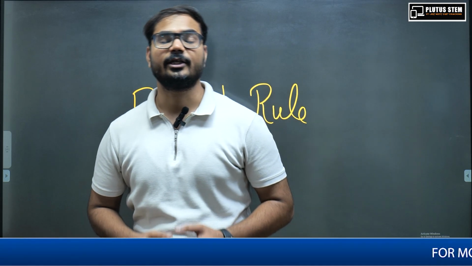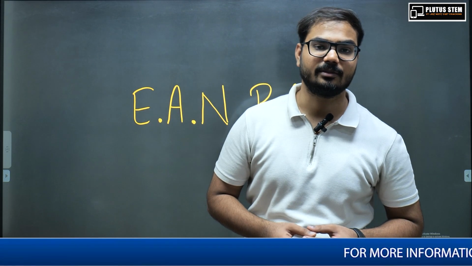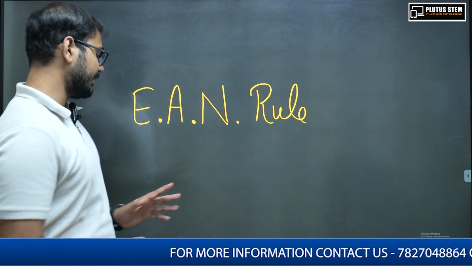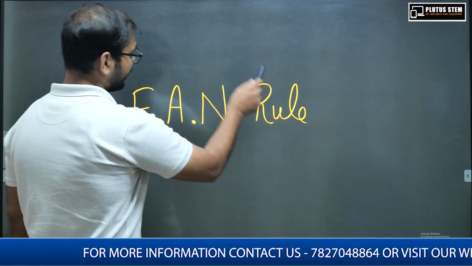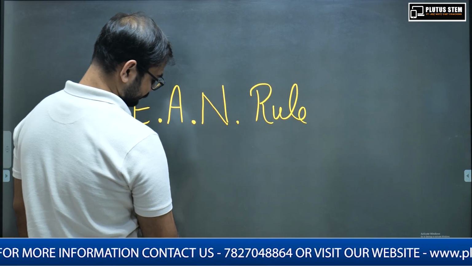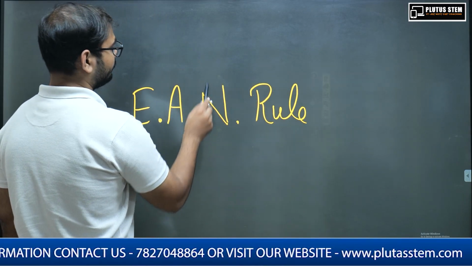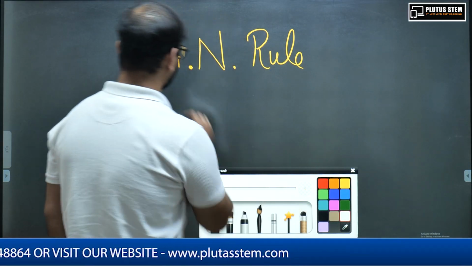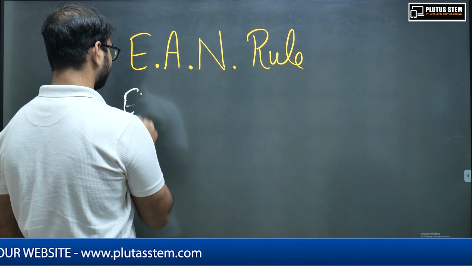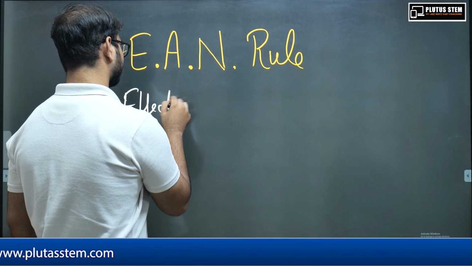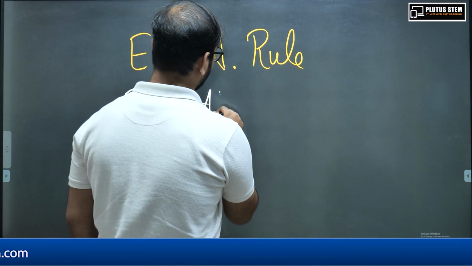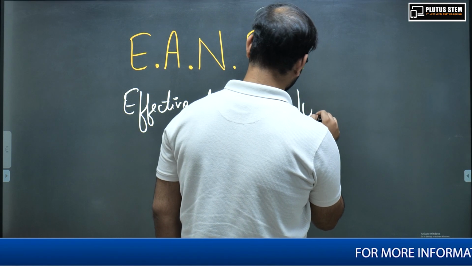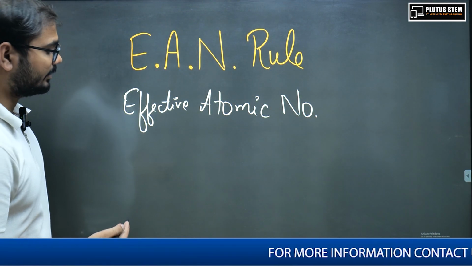Welcome to Plutus STEM, and today we are covering a topic from the Coordination Chemistry class 12, that is the EAN rule. Now, what does EAN rule mean? EAN stands for effective atomic number. What does effective atomic number mean?